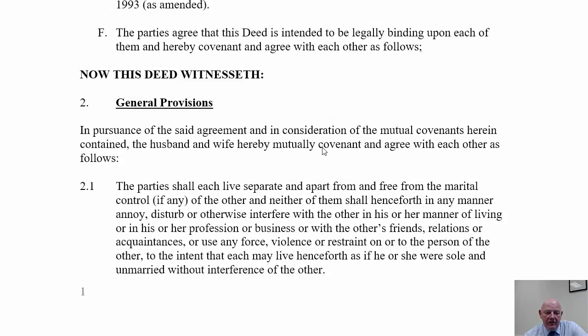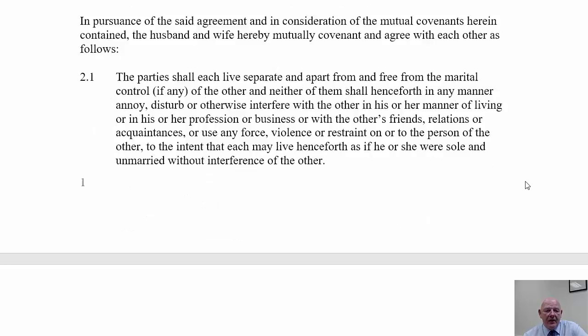Then there's going to be general provisions in the deed, and the very first one will be that the parties shall live separate and apart from and free from the marital control, if any, of the other. So basically the agreement will involve one of the parties moving out of the family home. In other words, that the parties will agree to live separate and apart. Now, it may actually involve the family home being sold and both parties moving out, but certainly it does involve an agreement that the parties will live separate and apart.